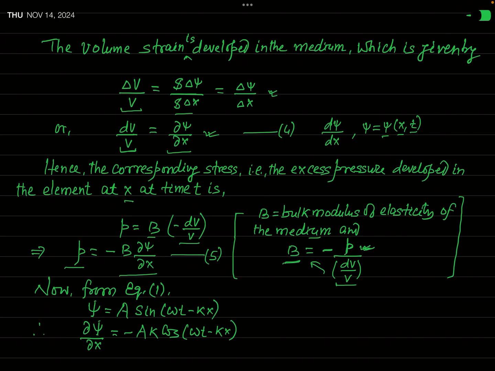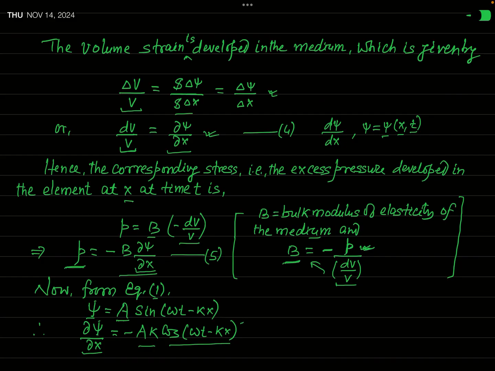Now, if your aim is to find this excess pressure P, you must find the value of this del psi by del x. This is the gradient actually. And how can we find it? As you have already defined in equation 1, psi as a function of x and t in this manner, psi equal to a times sine of omega t minus kx. You know, here a is the maximum value of psi, which is called the amplitude of the wave. And from this result, you can see del psi by del x will be equal to minus ak times cosine of omega t minus kx.